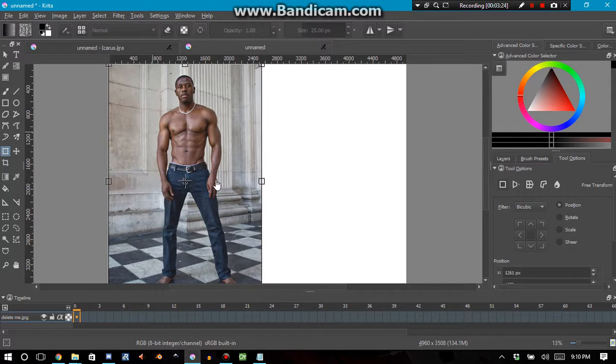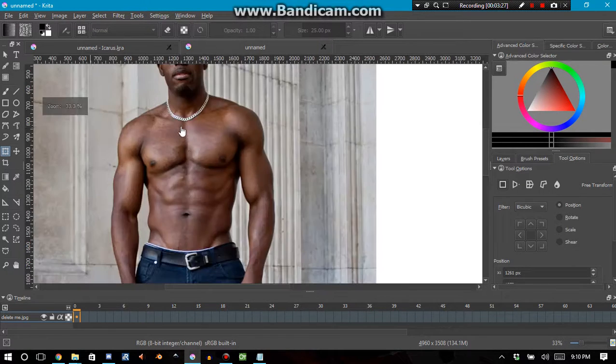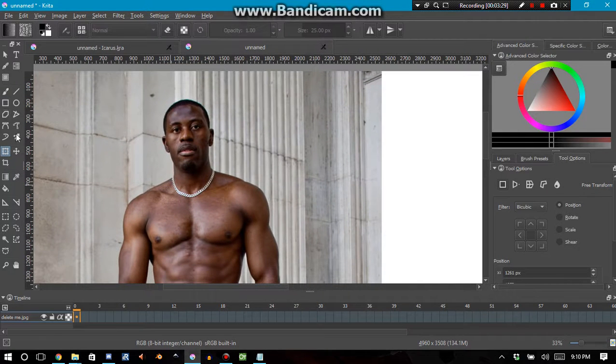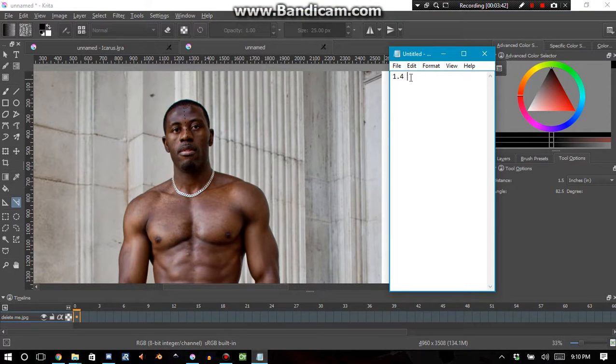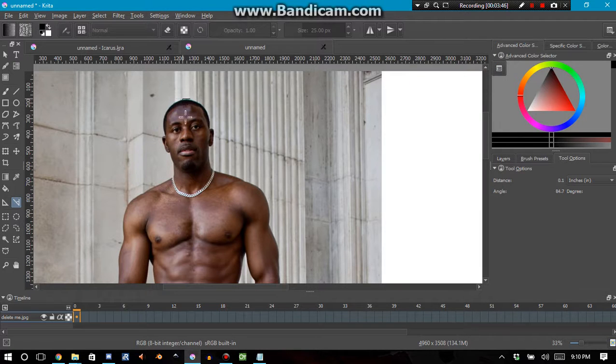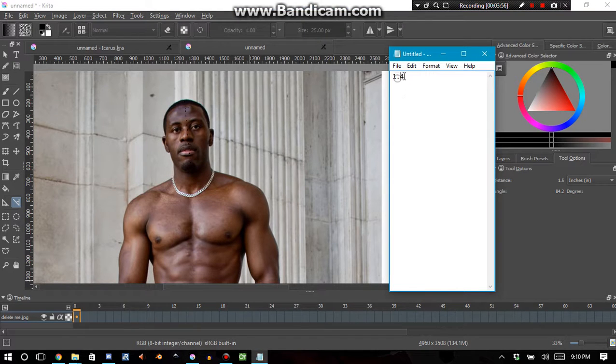alright, so we got this guy here, and I'm not doing any manipulation to the image. I'm just going to go ahead and grab this, go from the top of his head down to the bottom of his head, and change this to here, and so it's 1.5 inches long. So let's type in one. Well, the first time I did it was 1.4. So okay, about 1.5, 1.4. It doesn't really matter. It's pretty dang close.